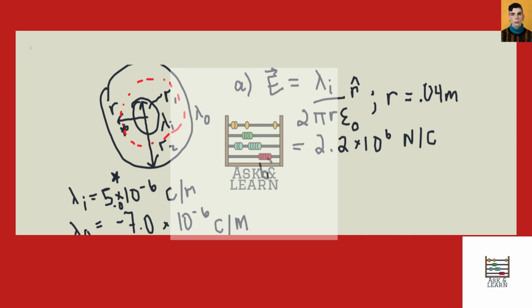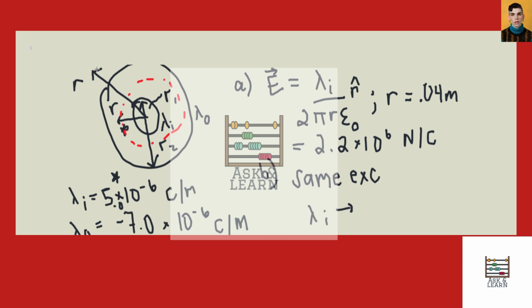For B, they're asking about the electric field at an r outside the whole system. So that's at, I think, 8 centimeters. And so you just want to do exactly the same thing. So I'll just write that down, same except lambda I.